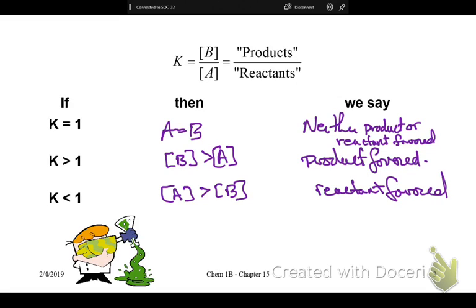So we have neither reactant nor product favored. We have product favored. We have reactant favored. Reactant favored, those K's can be tiny. I've seen like 10 to the minus 99. Right? Now think about what 10 to the minus 99 is. That's like 1 divided by 1 with 99 zeros. It's super tiny. People do these calculations.